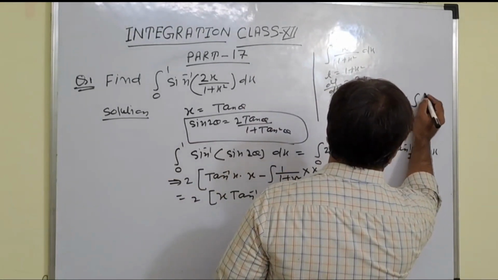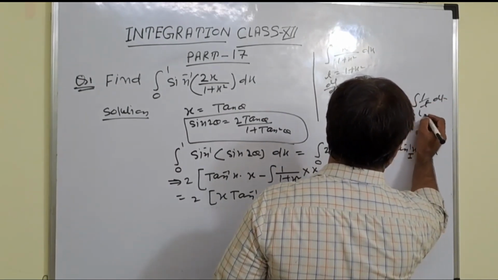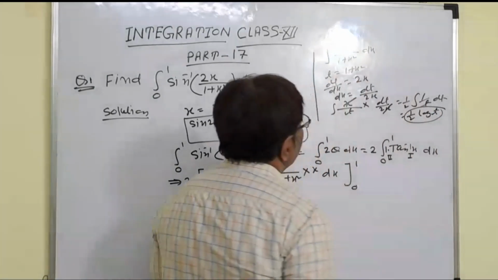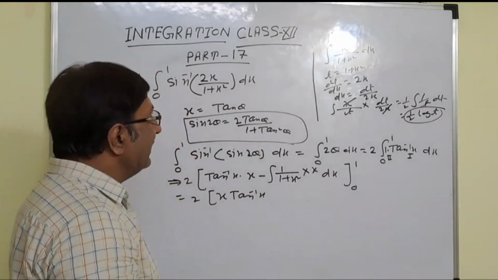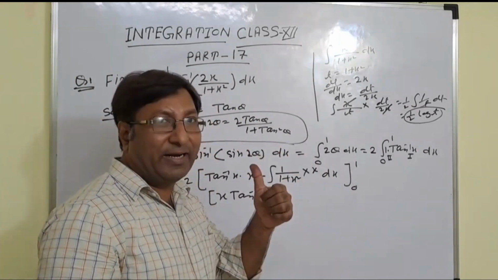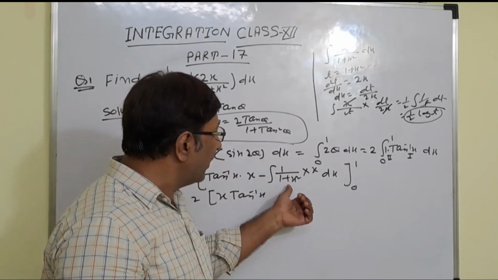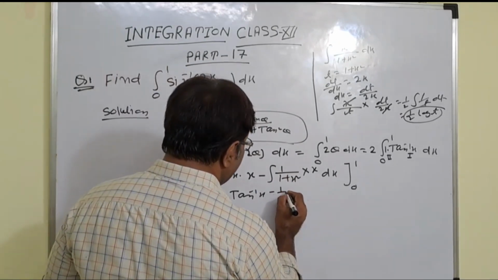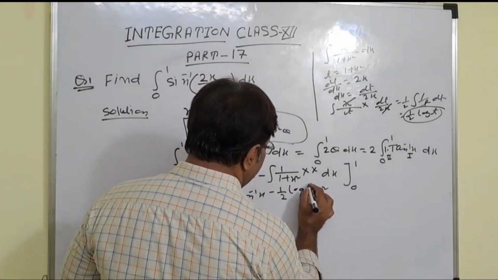1 by 2 integration of 1 by t dt. And you know the integration of 1 by t is what? Log t. So here half log t. So we can write directly the integration of x upon 1 plus x square; in mind calculation we can find this is what? Half log 1 plus x square. So we can write minus, and this is half log t, that is half log 1 plus x square.